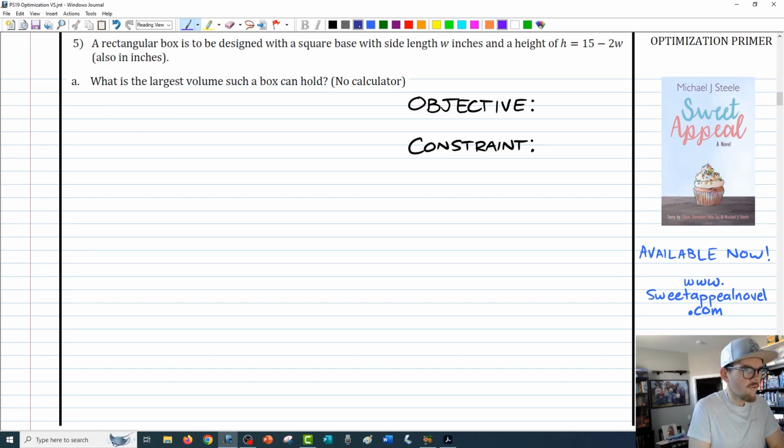So basically, trying to grab onto all of this, we have a rectangular box. It has a square base. It has side length w in inches, by the way. I guess we should note this is in inches too. I'll mark that. It has a height of that, and it's also in inches. So basically they've given us a ton of information here.